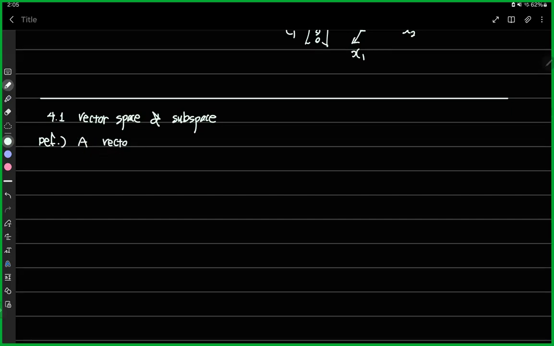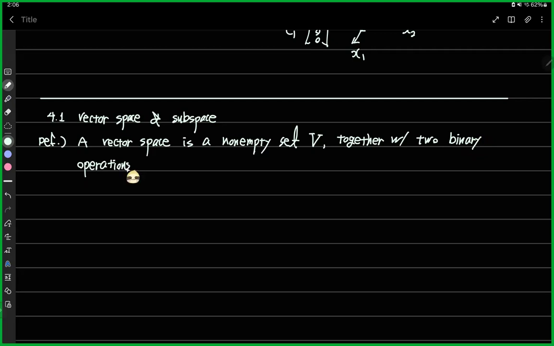A vector space is a non-empty set V. Okay, V. We just say V, together with two binary operations, addition and scalar multiplication, and such that there are 10 statements that must be satisfied.